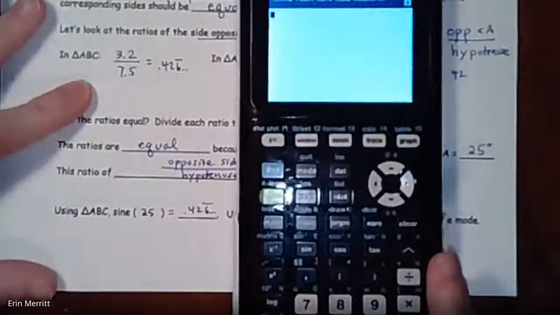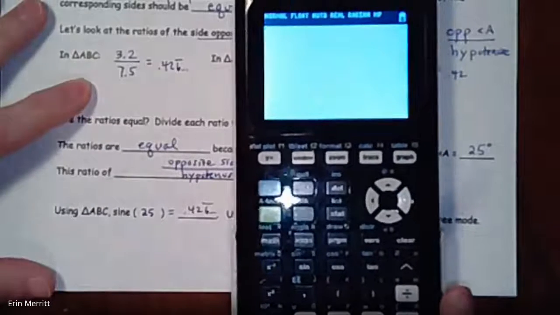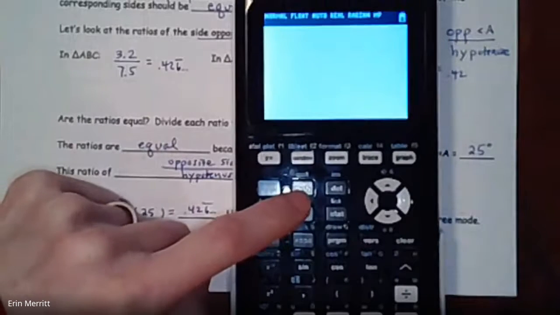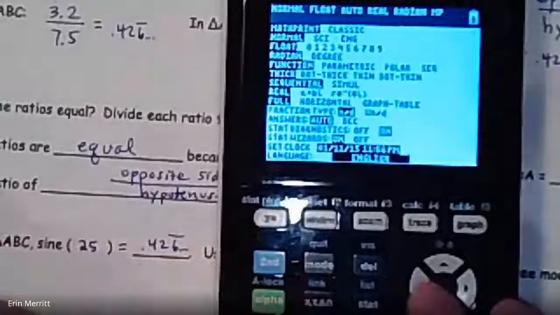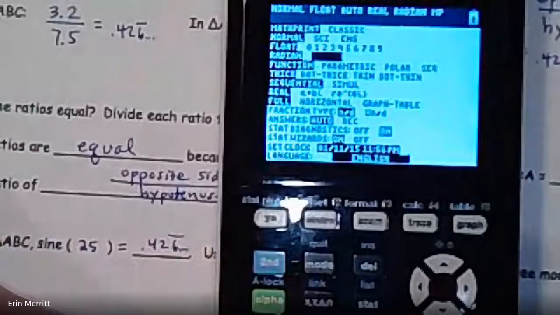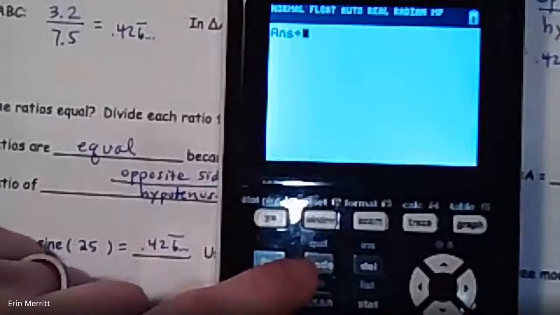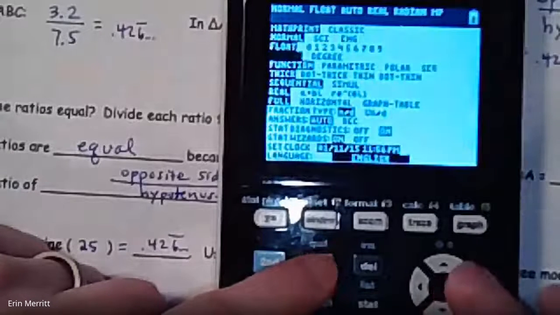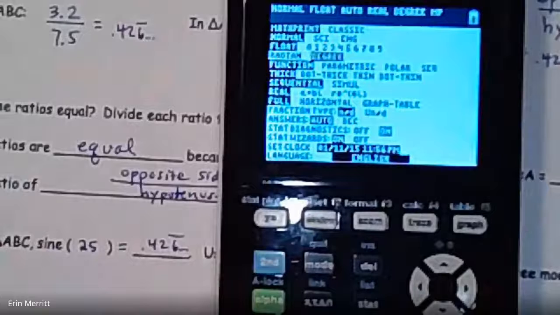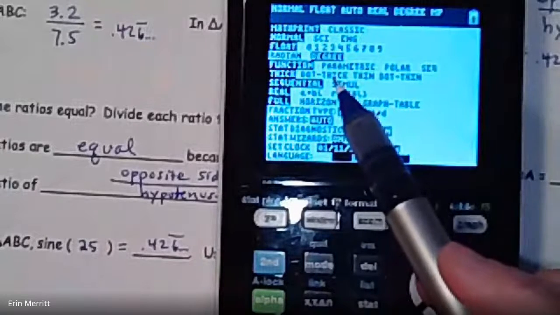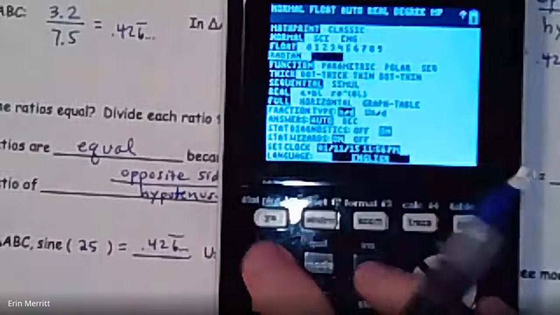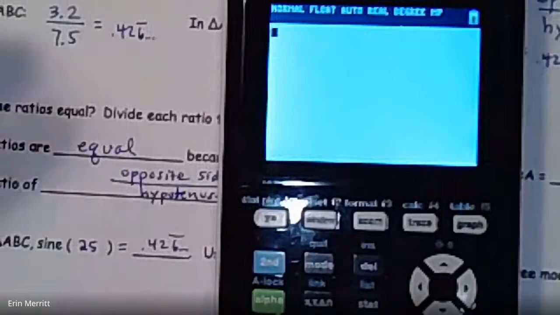Now, the one thing you do need to double check is that you're in the correct mode. If I hit the mode button right here, I'll zoom in a bit so you can see. I need to be down in degree mode. Make sure degree is highlighted there. If you are not in degree mode, it is going to mess up your answer. Take a minute and fix that on your calculator if need be, so that it's highlighted on degree, and then you can quit out of there.